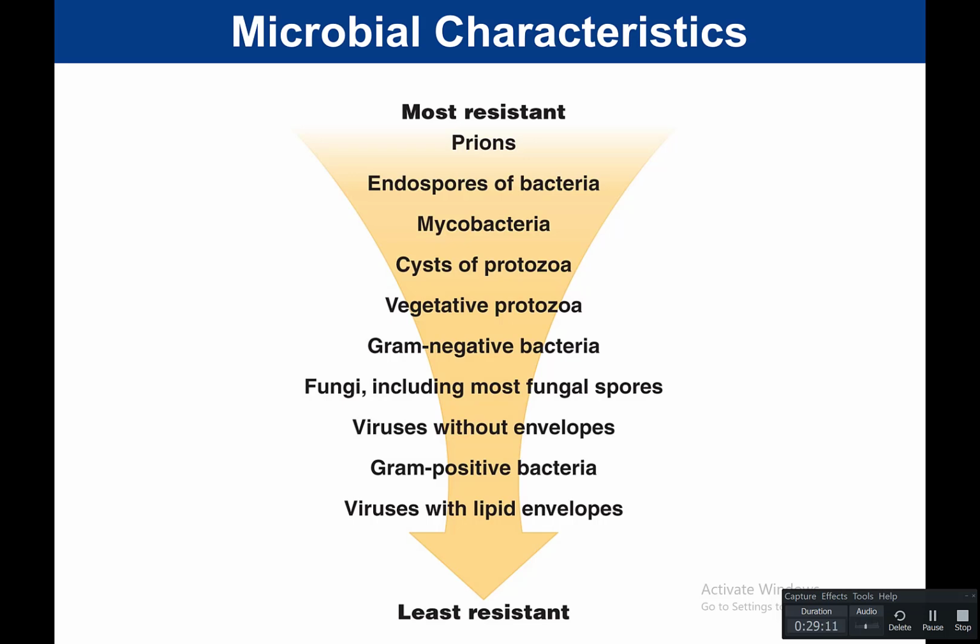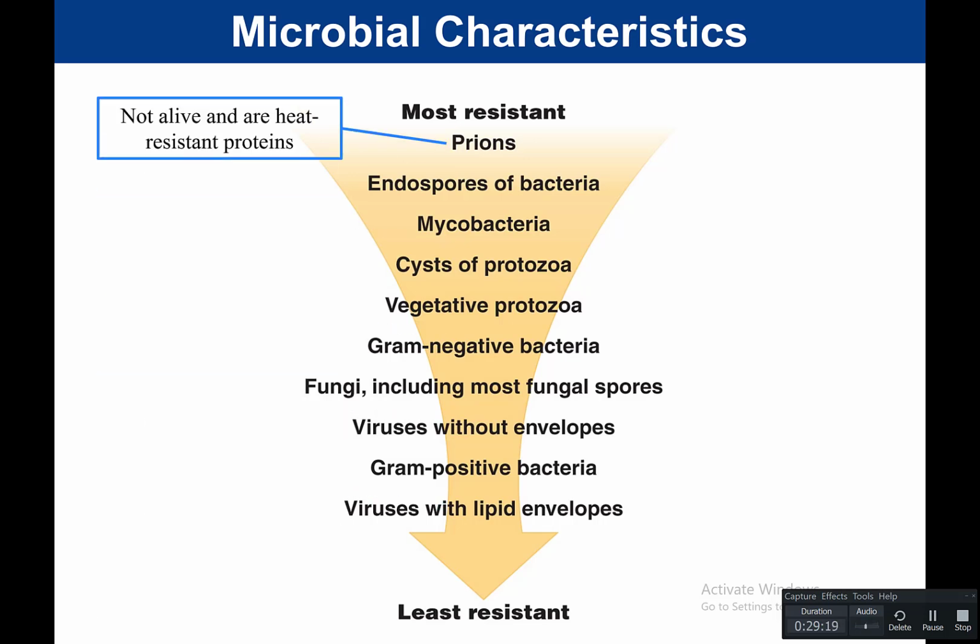So let's talk about what makes an organism more resistant or less resistant to various types of antimicrobial drugs. So starting with the most resistant. The most resistant are going to be what are called prions. And prions, the reason that they're the most resistant is that they're not alive. They're not living organisms. They're not made of cells. They are simply heat-resistant proteins. And so they're not living, so we can't target cell walls. We can't target nucleic acids. They don't have these structures. So prions are very, very resistant. They're not alive, and in fact, they're also heat-resistant proteins.